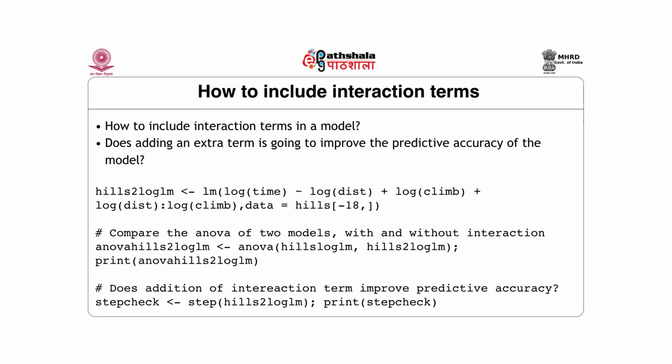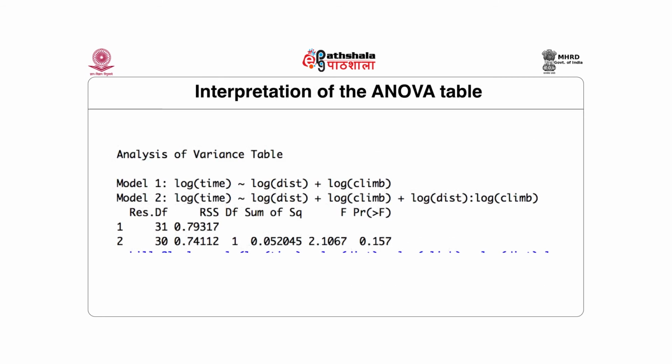The first one is an ANOVA of this multiple linear regression model, and the other is checking the various steps through which the model is going to learn. And that is done by using the function called step. So I've saved it into an object called step check. I'm first going to explain the interpretation of the ANOVA table. ANOVA stands for the analysis of variance components.